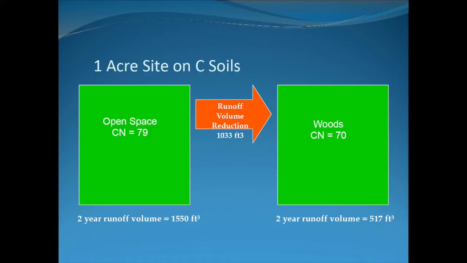you would remove over 1,000 cubic feet of volume by the interception from those trees and the uptake of those trees. And that's just with the curve number calculation, okay? For the two-year storm. Very important. Vegetation. Can't say enough about it.